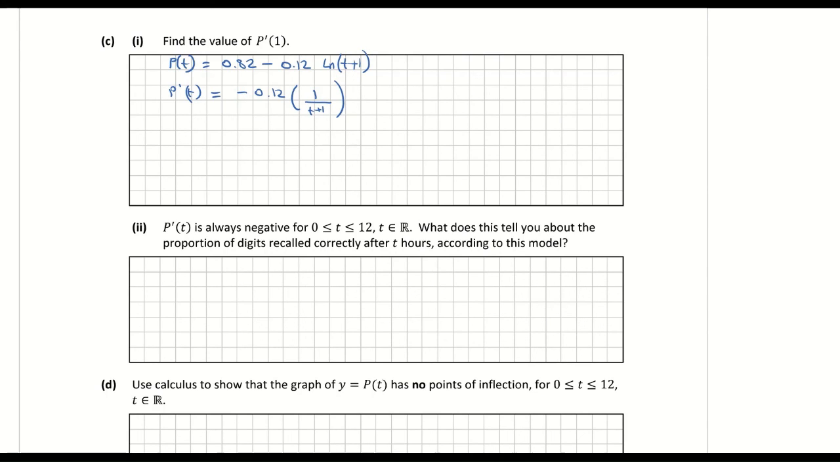Now I'm going to solve that for p dash of 1. So everywhere I have a t, I'm subbing in 1. So that's giving me 1 plus 1, isn't it? And when I work that out, I'm going to get p dash of 1 to equal minus 0.12 over 2, which is the same as minus 3 over 50.